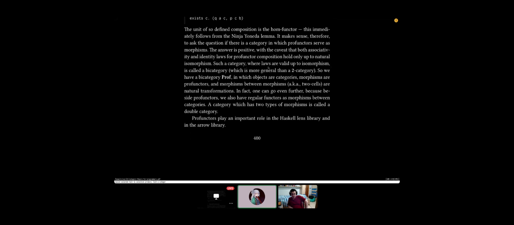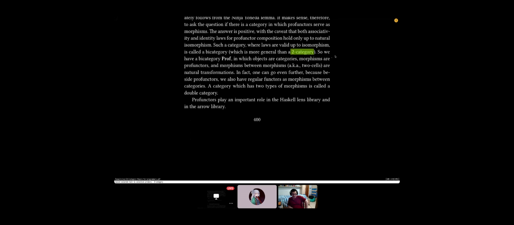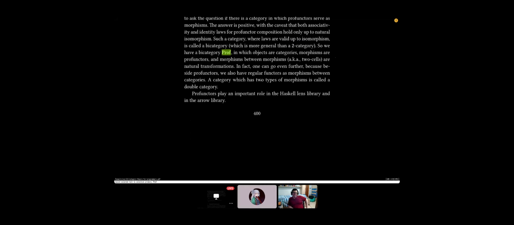Such a category where laws are valid only up to isomorphism is called a bicategory, which is more general than a two-category. That's funny. So we have a bicategory Prof. So every professor you've ever had is a bicategory, in which the objects are categories, morphisms are profunctors, and morphisms between morphisms, aka two-cells, are natural transformations.